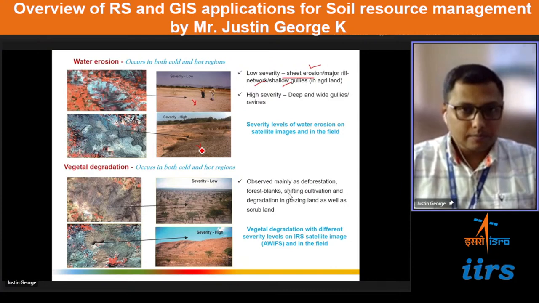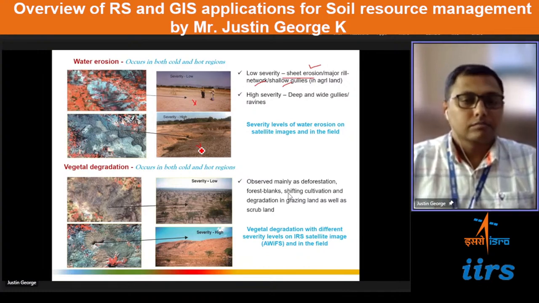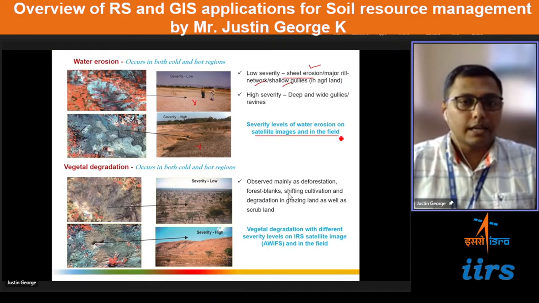That means the high severity. That means we are having a large number of deep as well as wide gullies as well as ravines. So these are the severity levels of water erosion, and how it occurs on the satellite images as well as in the field.